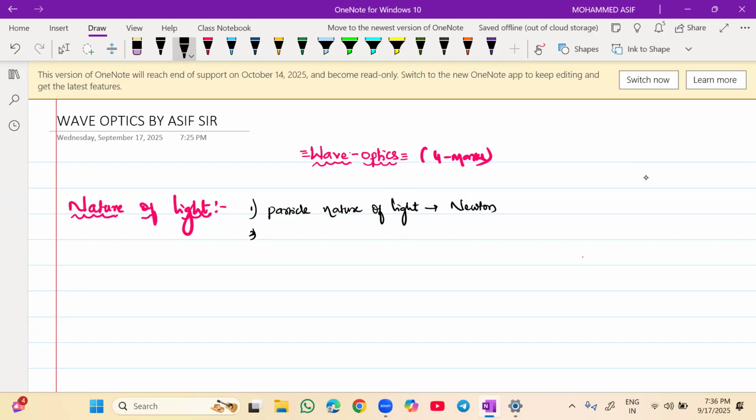Okay. Next one is the wave nature of your light, because light has both dual nature, isn't it? So the wave nature of the light is explained by Huygens. So what is the name of the scientist who explained the wave nature of the light? Huygens.